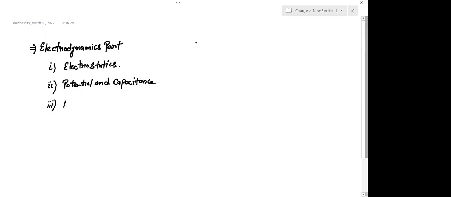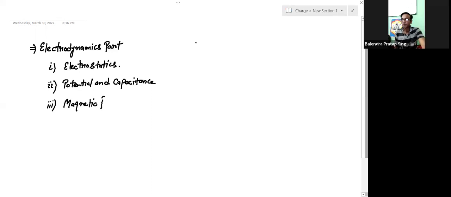And after this we will study the third chapter in this series, which is magnetic field and magnetism. Okay, magnetic field and magnetism. And in this series, the next chapter which we will study is electromagnetic induction.